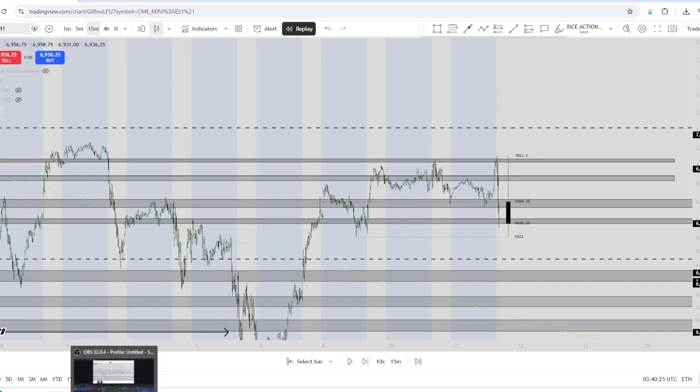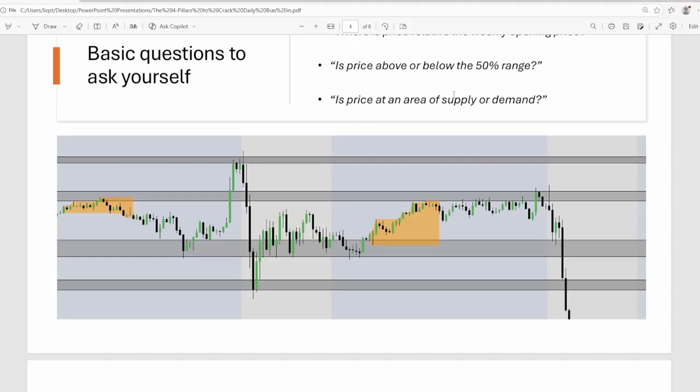Now, the final thing we want to ask ourselves is price at an area of supply and demand, right? So supply and demand isn't a fair value gap. Supply and demand is not some random line that you draw. Supply and demand comes from specific fair value gap areas that have absorption, right? I've explained this many times.